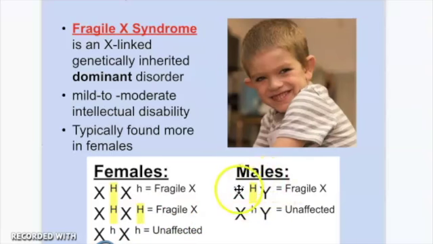Same thing with males. It doesn't matter that they only have one X. They just need that one copy and they'll have it. But they only need one copy to not have it. Females need to have two copies to not have an X-linked dominant disorder. Males only need to not have one copy.